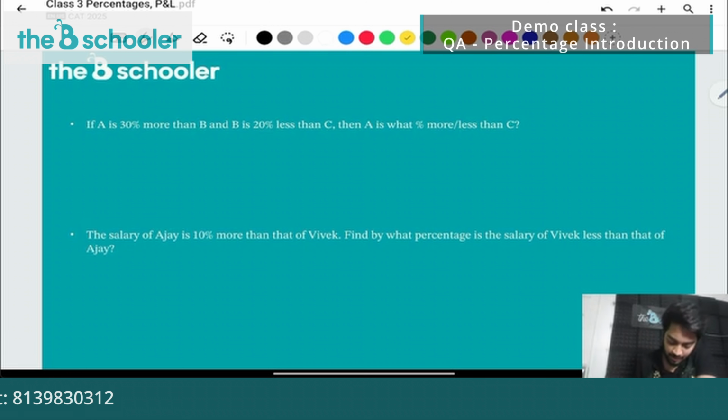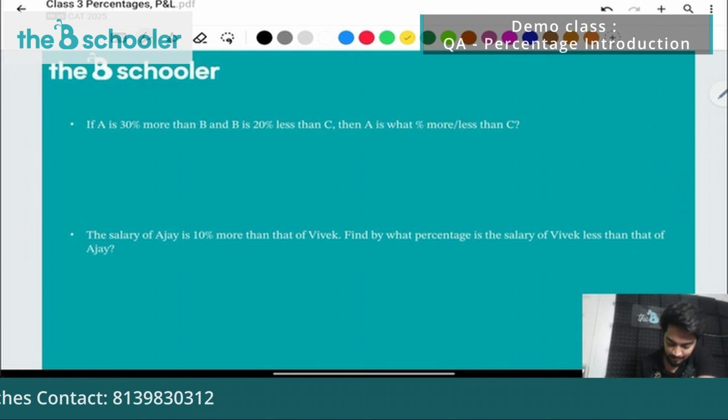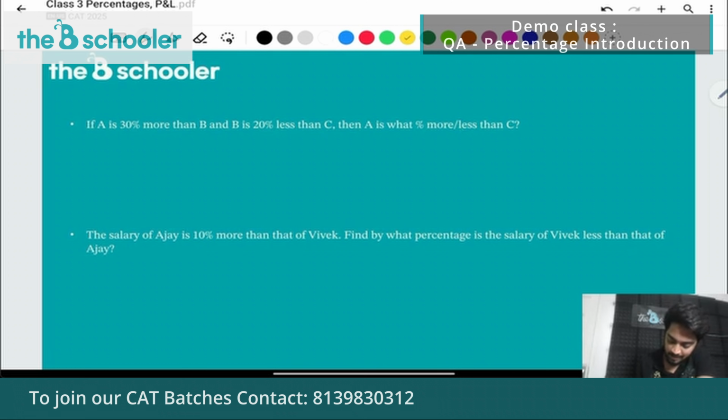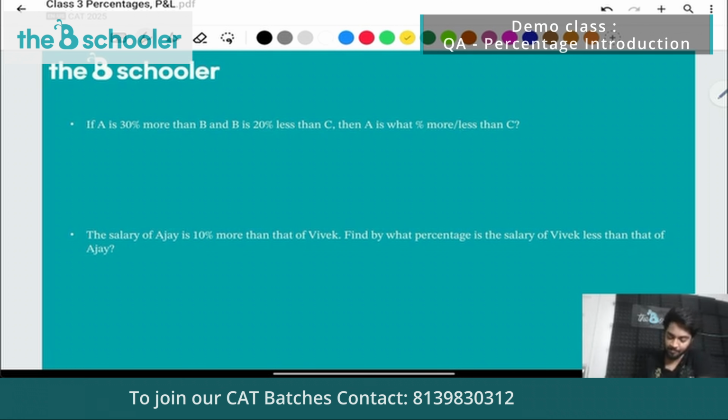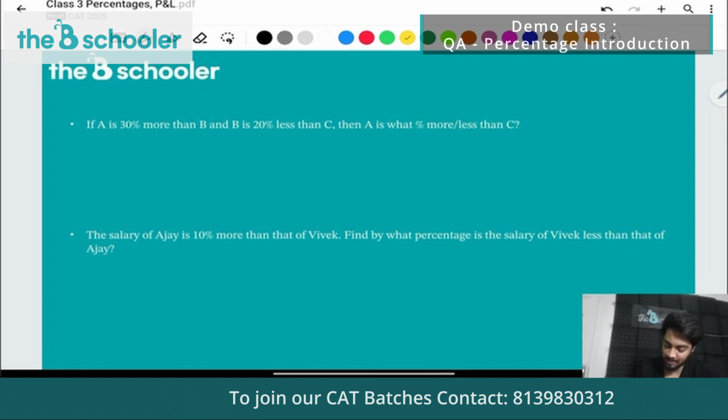What is told? A is 30% more than B. The moment you read this, you have to write it as A is equal to 1.3 B. Now B is 20% less than C. That means B is equal to 0.8 C. This is how it should be written. Now what is told? Compare A: what percentage more or less than C.